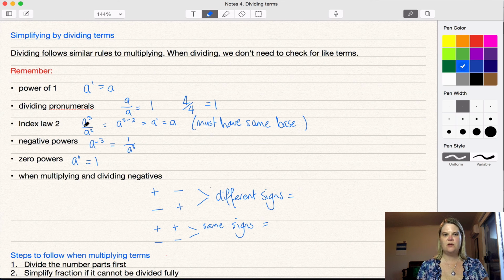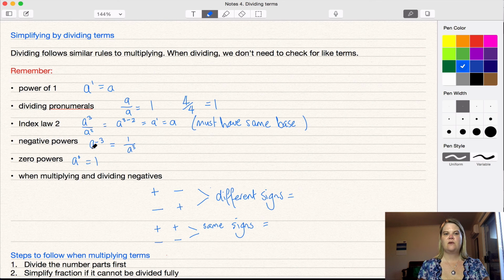Index law number 2 is about division. It says if the bases are the same, they must have the same base, then a to the power 3 divided by, or over, a to the power 2 is the same as a to the 3 take away 2, which equals a to the 1, which going back to here is just the same as a.